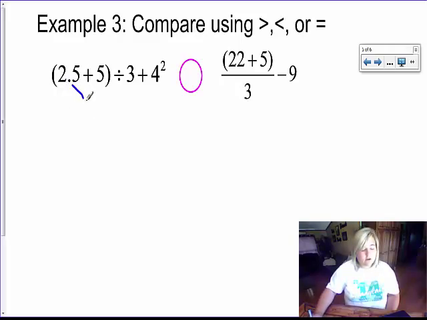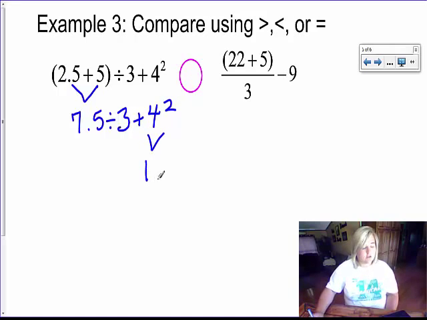So inside of the parentheses, we have 2.5 plus 5, which gets us 7.5. And then I'm going to bring everything else straight down. The next in our order of operations after parentheses is exponents. So we have 4 squared, which gets us 16 plus that 3 divided by 7.5.